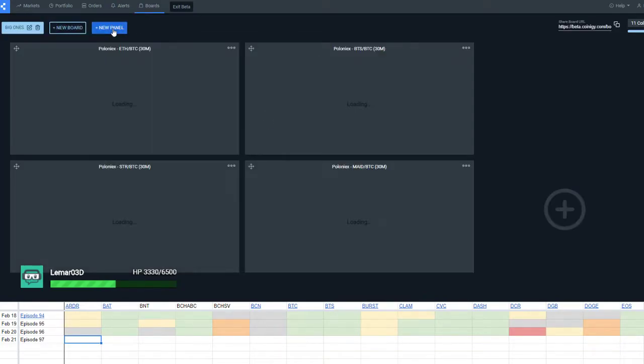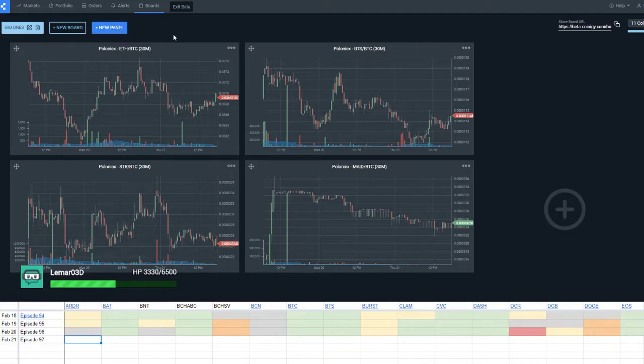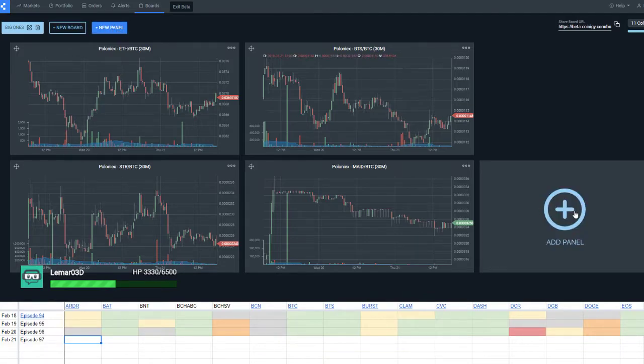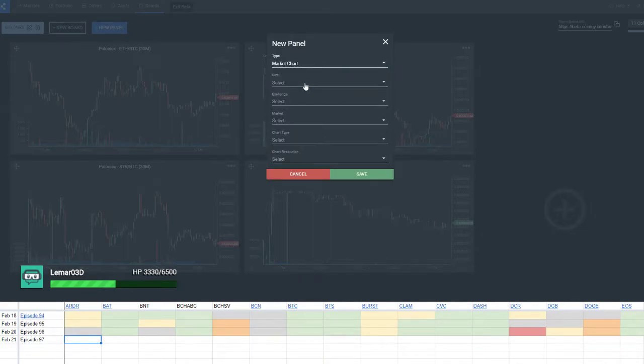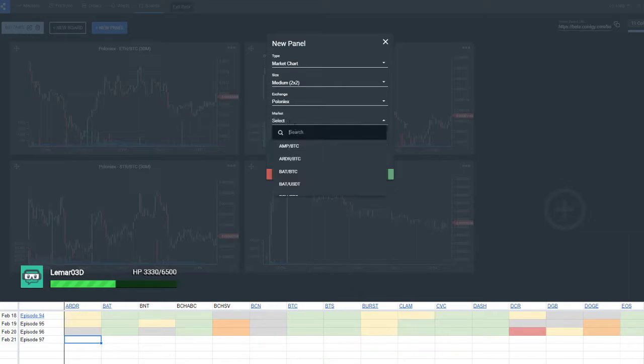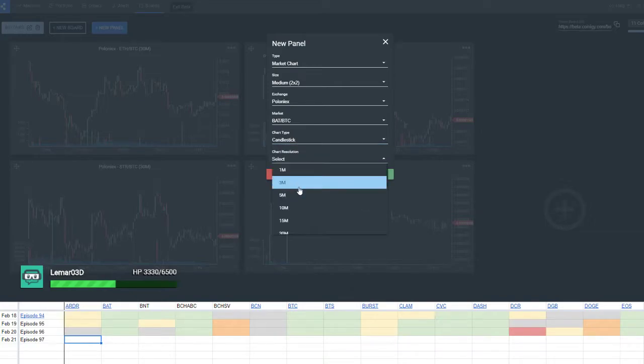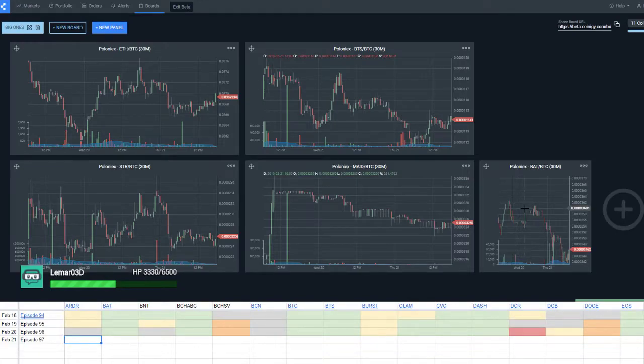The best thing here is the boards. And I'm just starting to experiment with them now, but you can add panels. You can select your market chart. Let's say I'll do a medium one for this one. And I'm going to go to Poloniex and I'm going to pick a market. Let's go basic attention token, just something right there. Do a candlestick chart, chart resolution 30 minutes, save it, and there we go.